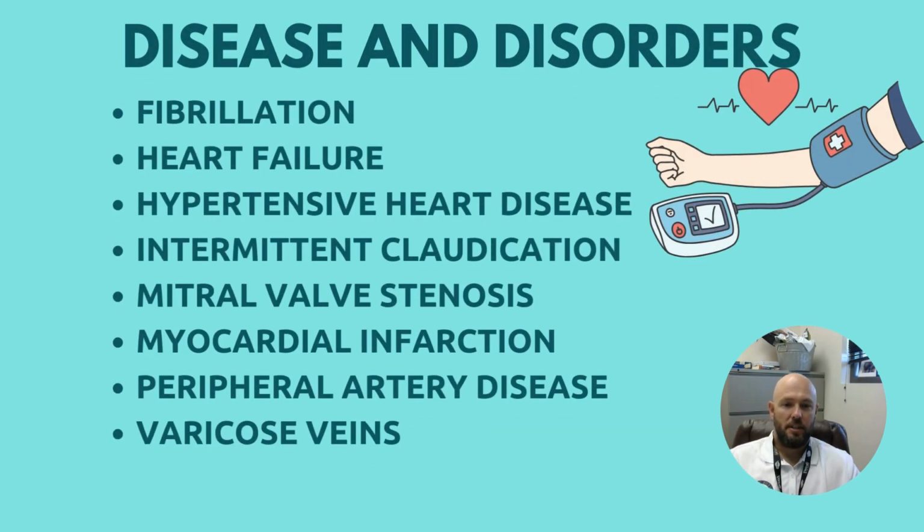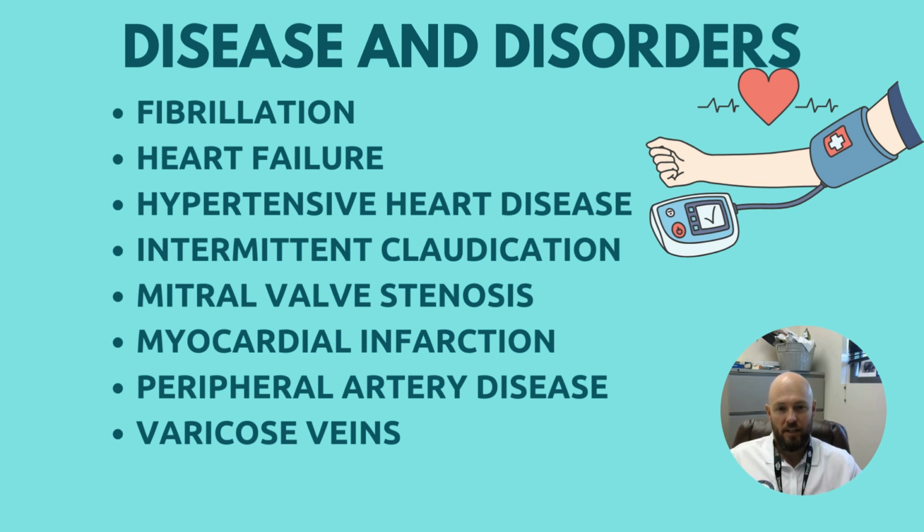Disease and disorder terms continued here. Fibrillation means quivering. So you can have fibrillation of one of the chambers of the heart or all of the chambers. If you have ventricular fibrillation, then you can't sustain life. Heart failure is the condition where the heart isn't able to pump enough blood to maintain circulation to the tissues or organs. Hypertensive heart disease is disease of the heart related to chronic hypertension, can cause structural changes, muscle overgrowth, so cardiomegaly, cardiac hypertrophy.